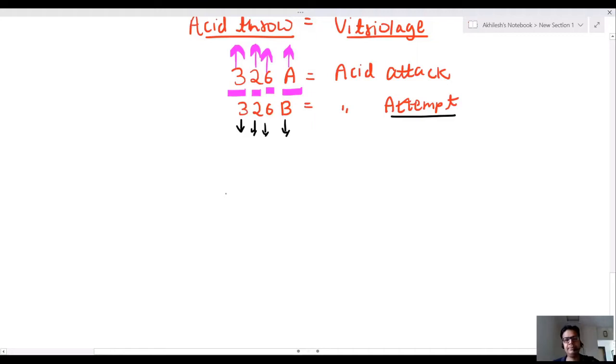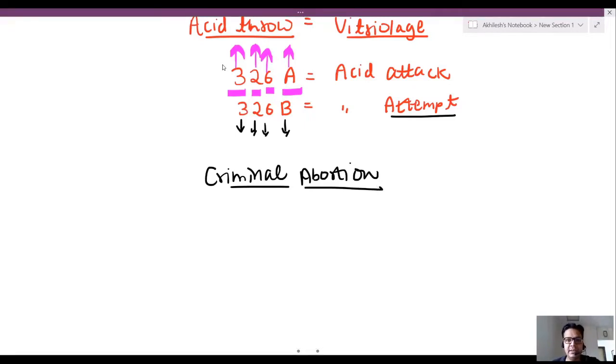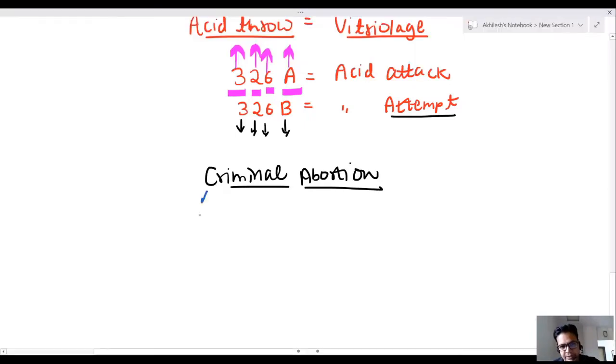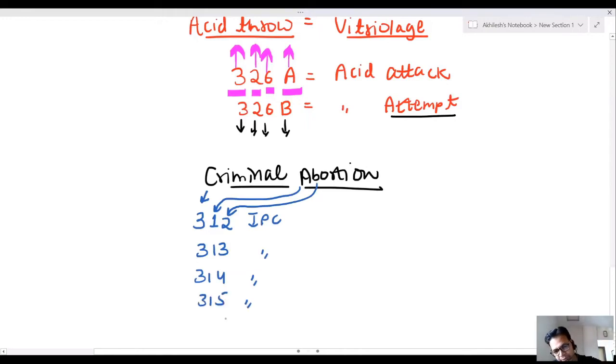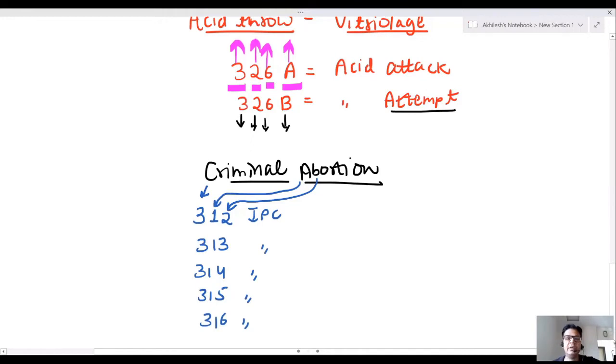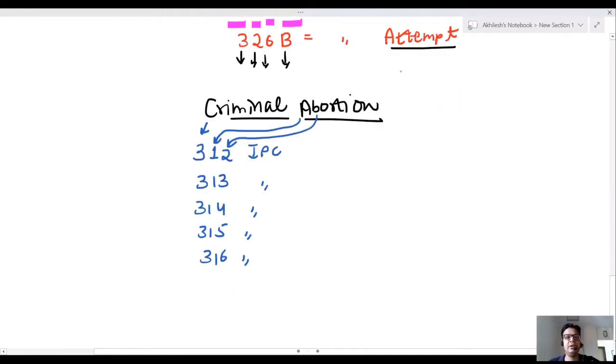Okay, another important trick. It's very simple. Now, sir, come to criminal abortion. How to remember this IPC, sir? See, this is very simple. C is the 3rd alphabet, A is the 1st alphabet, and B is the 2nd alphabet. 312. So criminal abortion IPC starts with 312. After 312, 313, 314, 315, 316. These are the IPC sections for criminal abortion.